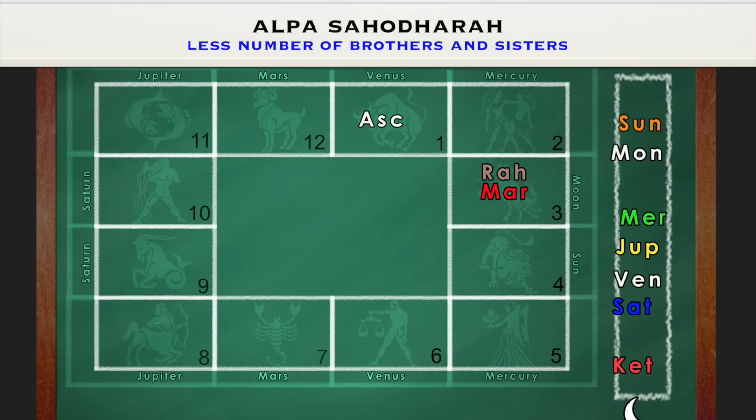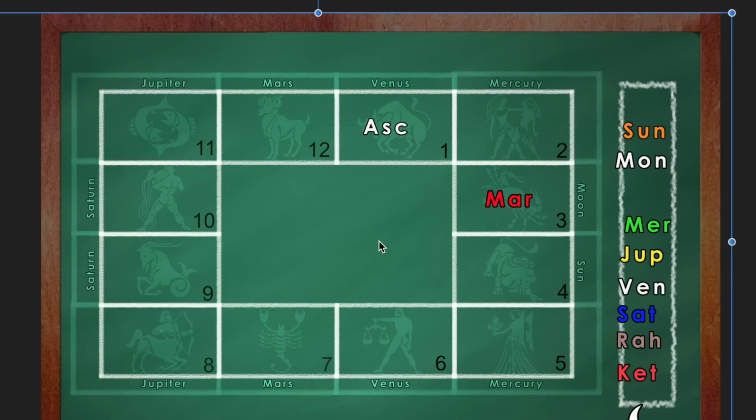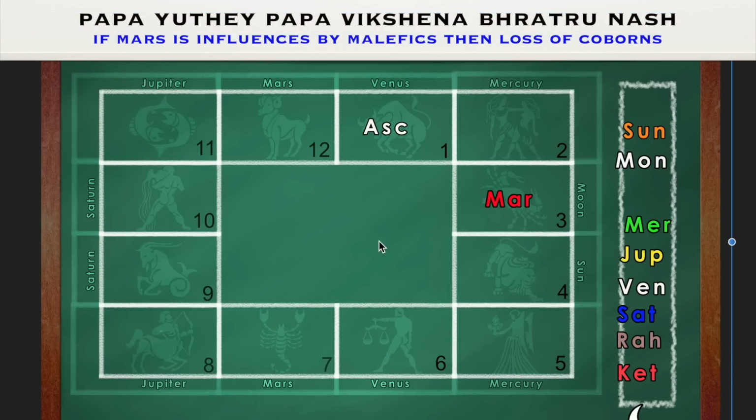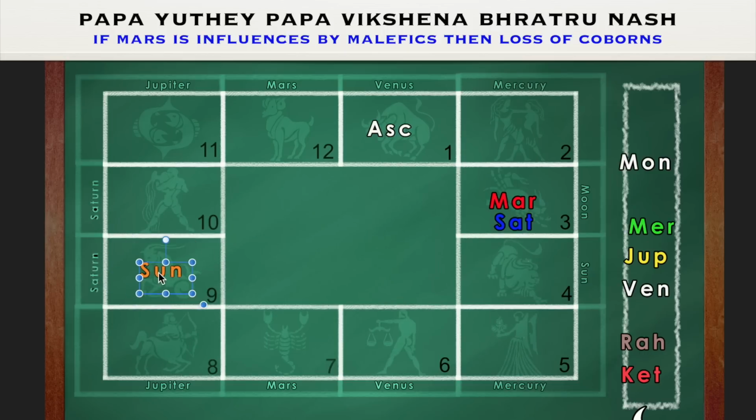Alpa Sahodara. Without conditions apply, this actually means Mars in the third usually denotes less number of brothers and sisters. So there is always some pressure on brothers and sisters because Mars is in the third. Then conditions apply starts. Papa Yute Papa Vivekshena Bratru Nashaha. If this Mars is associated with, let's say, a malefic like Saturn, or the Sun is looking straight at Mars from here, which is a natural malefic, in that case there will be the loss of brothers and, in brackets, he writes sisters.